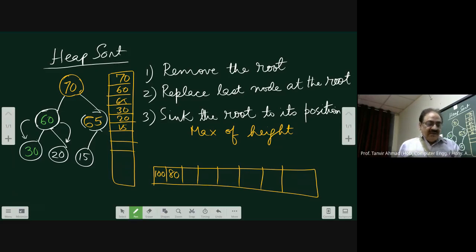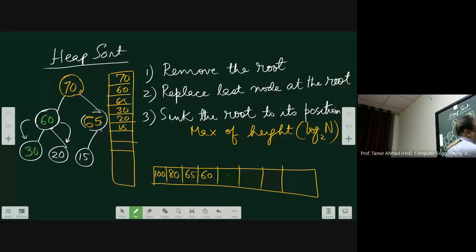If you see this example, when I sank 65, 65 did not come to the root. It only moved one position. But in the worst case, it might move to the last, that is at the leaf, and therefore the maximum of this is log n. And you keep on doing this a number of times, and you will find that all these elements will be sorted in descending order.